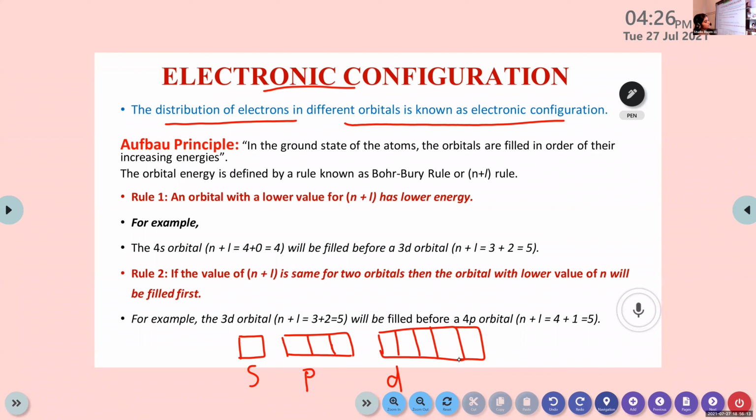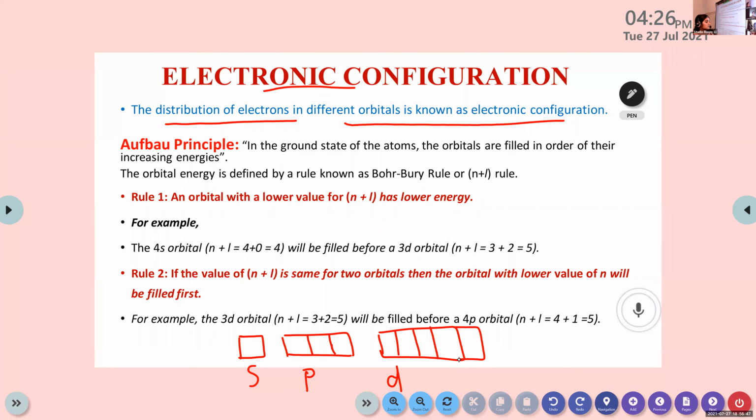I think you have learned the distribution of electrons into main shells. You remember that one? K, L, M, N, right? If we take the example of oxygen, how can we write the electronic configuration in main shells? The atomic number of oxygen is 8. So 2, 6, right? Yes, 2, 6. But here we are going to distribute these electrons into different subshells, not into different shells, okay?